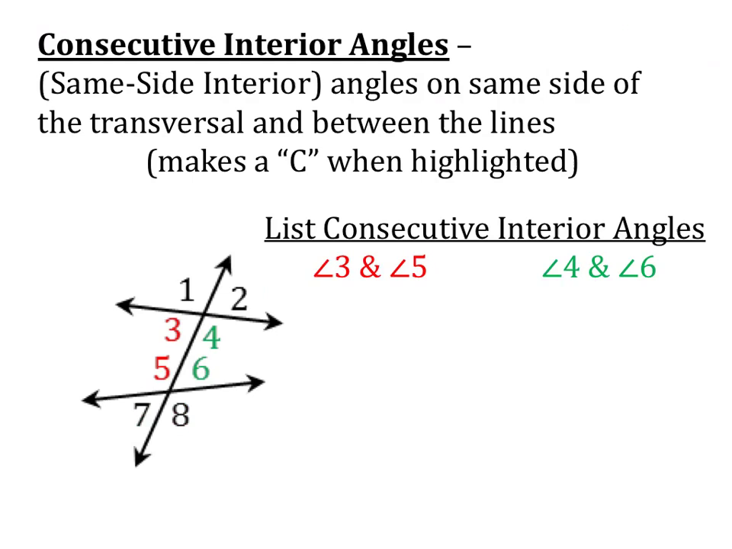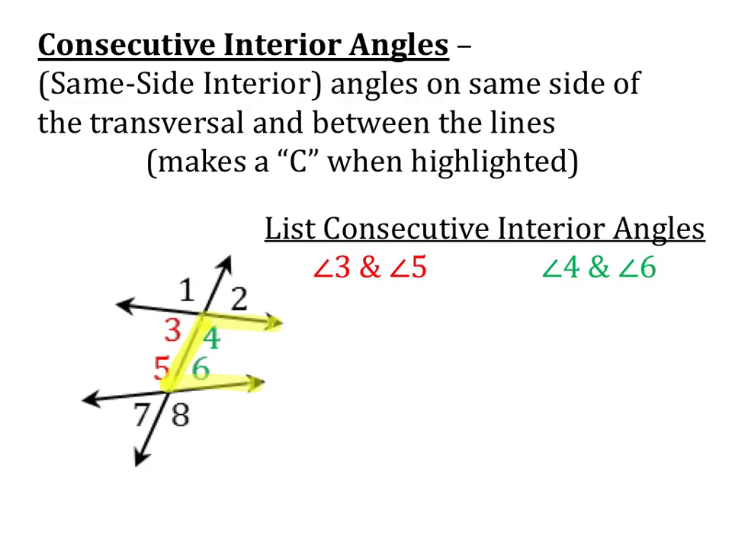These angles are on the same side of the transversal and between the two lines. So if we look at angle 3 and angle 5, they are both on the left side and between the lines, and then 4 and 6 are both on the right side and between the lines. If we use our highlighter trick to highlight the pieces we need to make the angles, I can highlight these two for 4 and these two for 6.